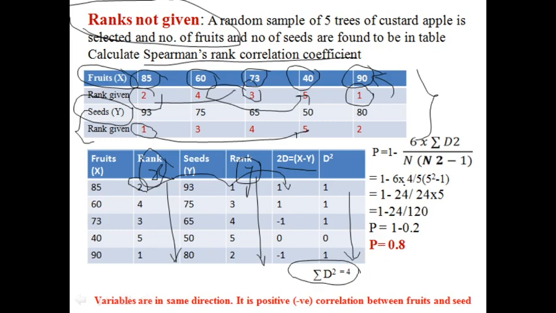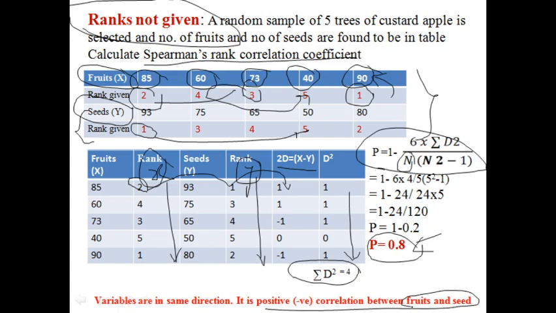Again, by putting the values in this given formula, where n is equal to the number of observations, and here we have 5 observations, by putting values we will get this answer. So the conclusion: as the value is positive, there is a positive correlation between fruits and seeds of a custard apple.